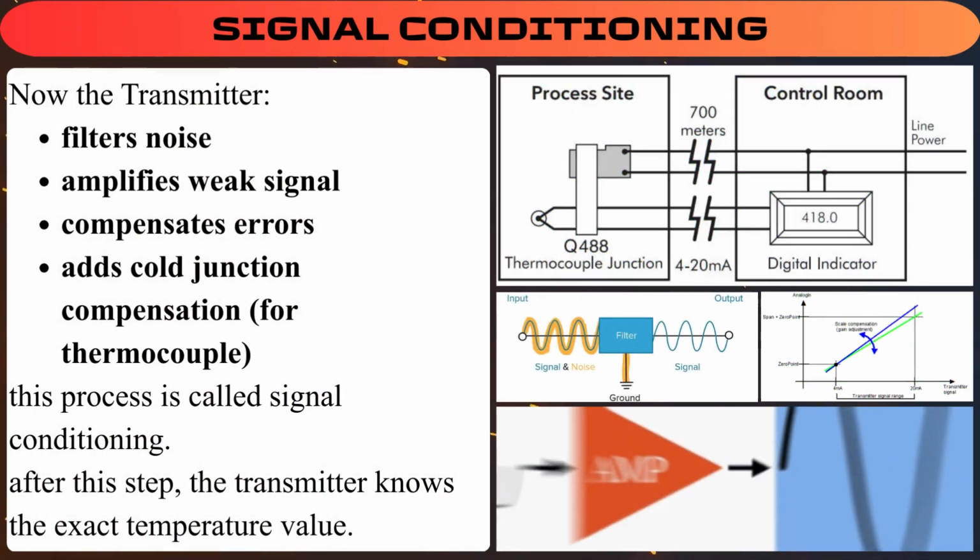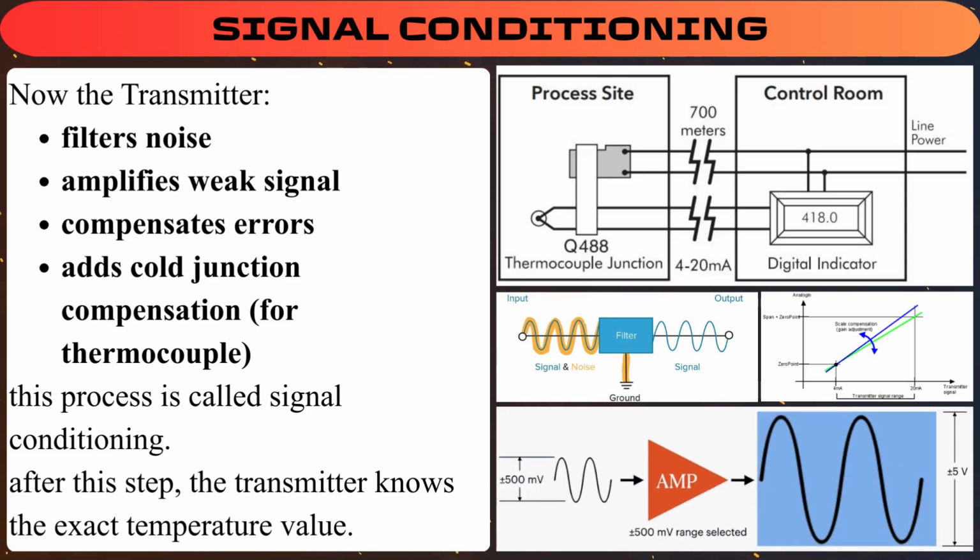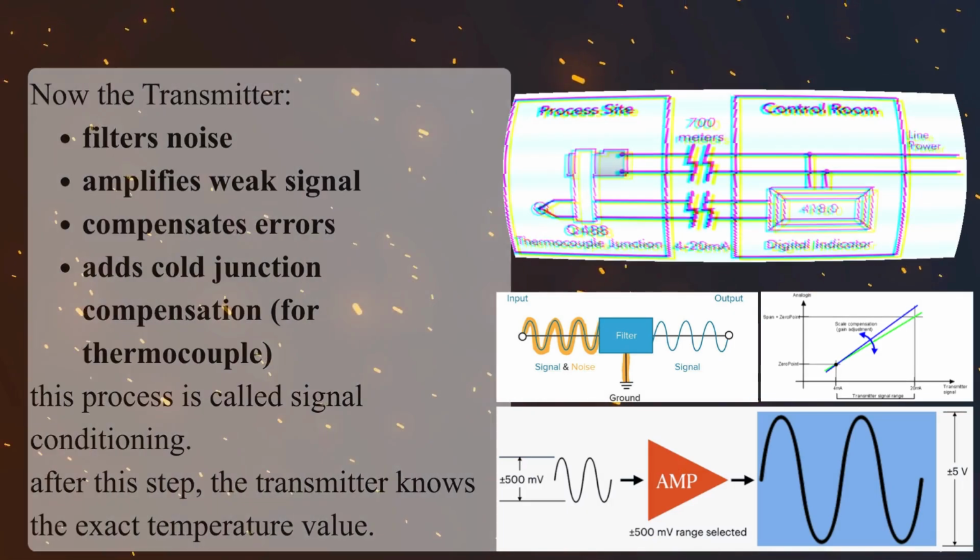Signal conditioning. Now the transmitter filters noise, amplifies weak signal, compensates errors, adds cold junction compensation for thermocouple. This process is called signal conditioning. After this step, the transmitter knows the exact temperature value.